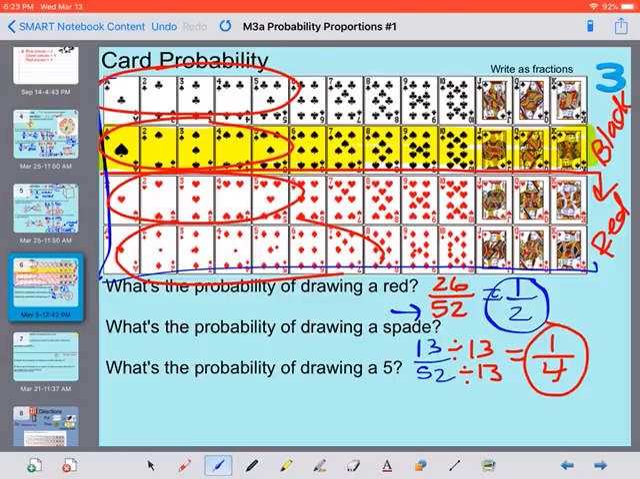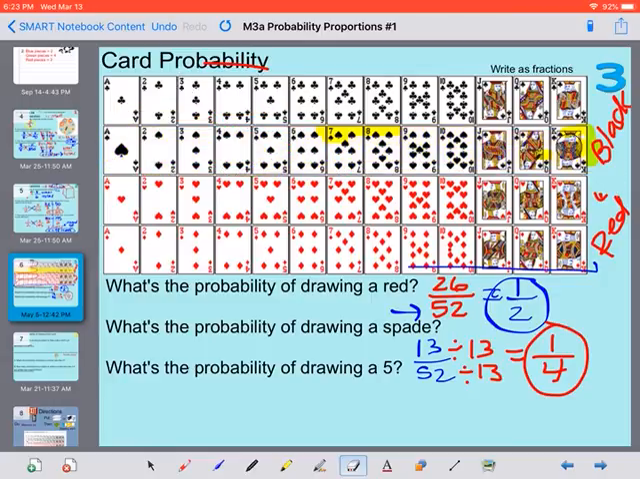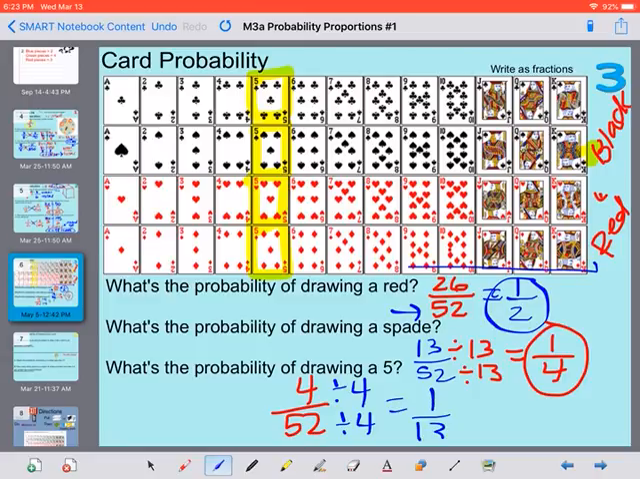And then what's the probability of drawing a 5? Well, think, how many 5s are there? There's a 5 in every suit. Clubs, spades, hearts, and diamonds. So there are 4 5s out of a total of 52 cards. We can divide by 4. It gives us 1 out of 13 cards, which makes sense. If you were to just look at one row, 1 out of 13 is a 5.